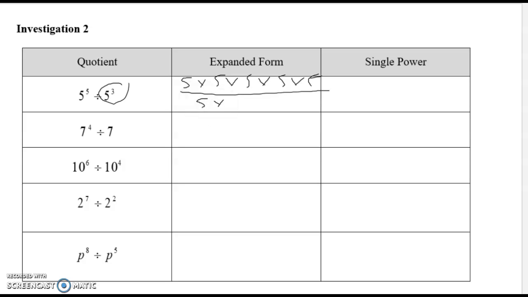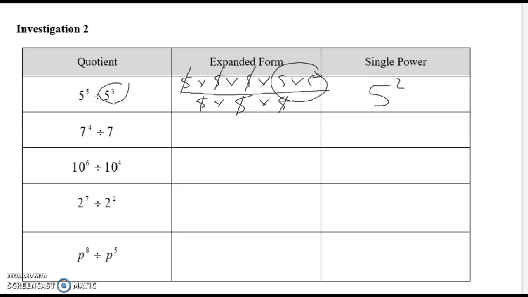So 1, 2, 3. Okay, so now when we look at the single power, we know that our base is 5. And then what we do is we can cancel out. This one cancels this one. This top one cancels with that bottom one. This top one cancels with that bottom one. And we are left with 2. So it's 5 to the 2.